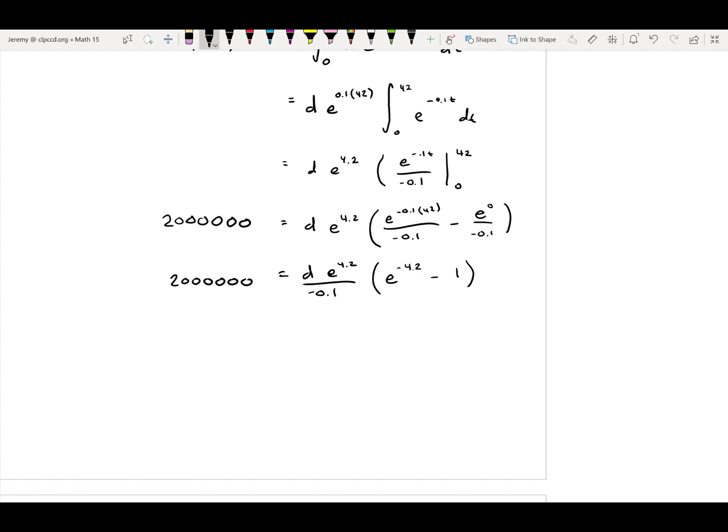Okay, and then from here, I think it would be reasonable to start isolating d, so I on this side would have the 2 million, multiply both sides by negative 0.1. I would divide both sides by e to the 4.2 times e to the negative 4.2 minus 1. And I put this all into my calculator very carefully, being careful with my parentheses, make sure that your calculator knows this stuff is in the numerator, this stuff is in the denominator. And I ended up with $3,044.77. This is the annual savings rate.